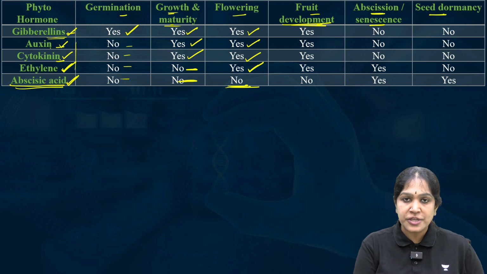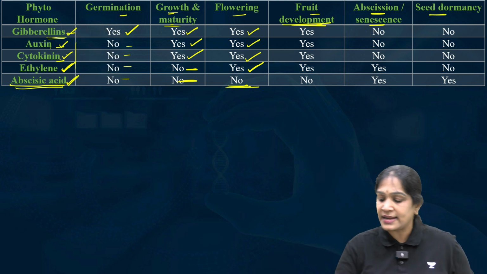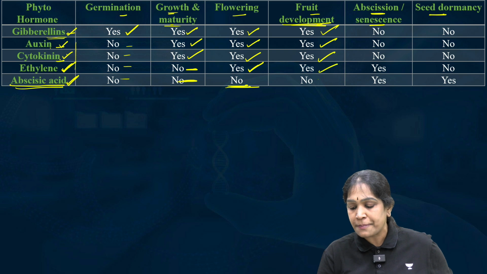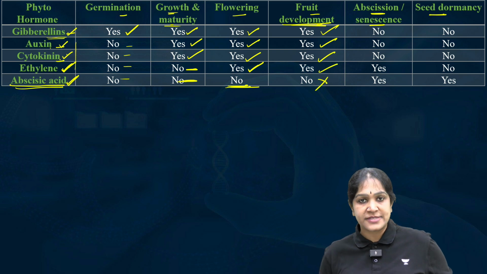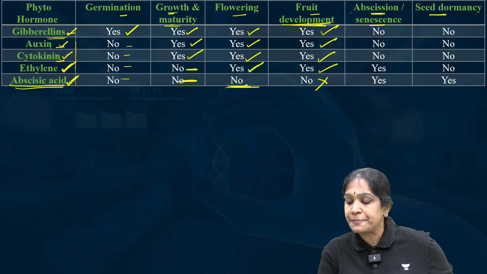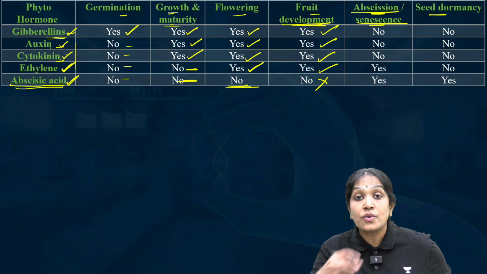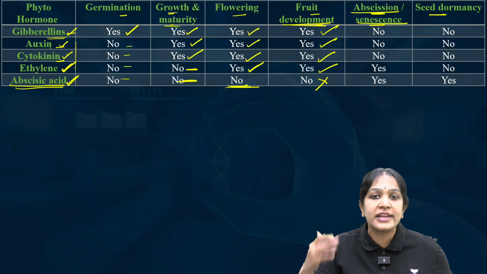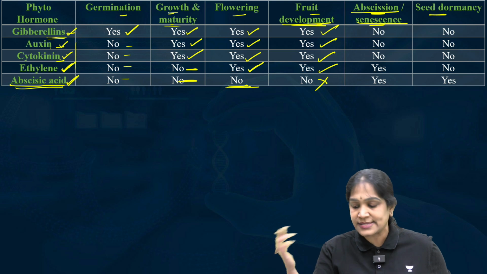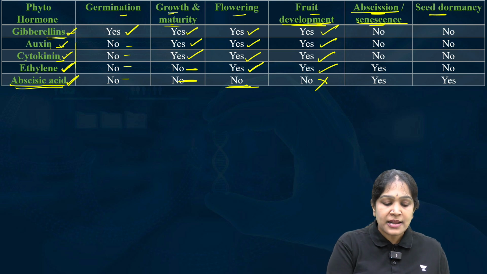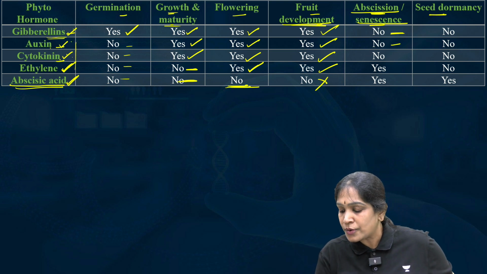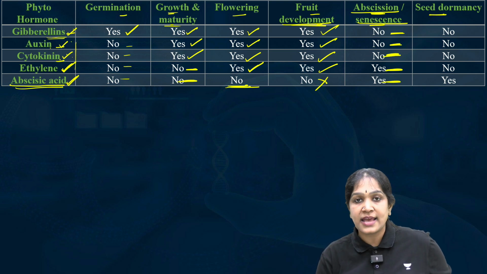Next, fruit development. These four, gibberellins, auxins, cytokinin, and ethylene, play a role in the fruit development but not the abscisic acid. Next, abscission, that is senescence, old age, leaves falling down, fully ripened fruits falling down, etc. Gibberellins, auxins, and cytokinins have no role, only ethylene and abscisic acid.